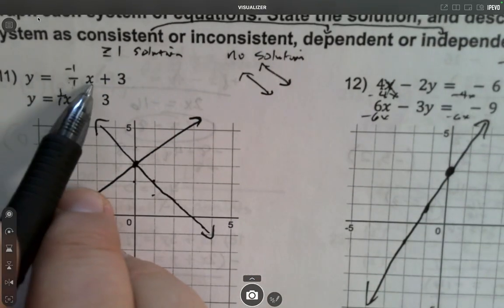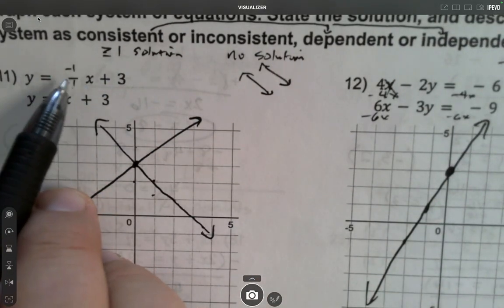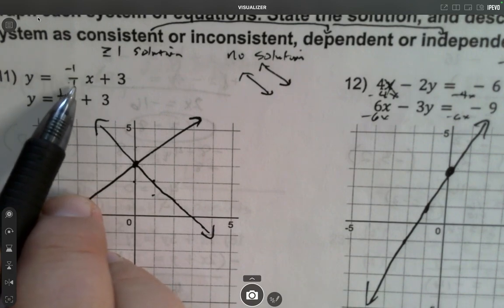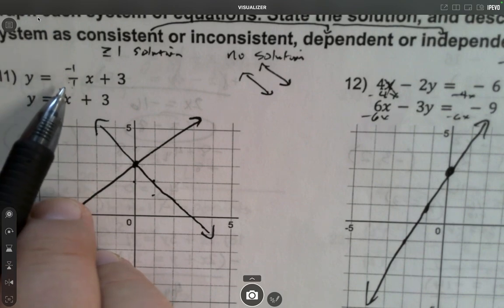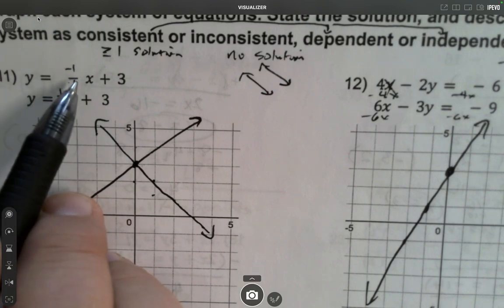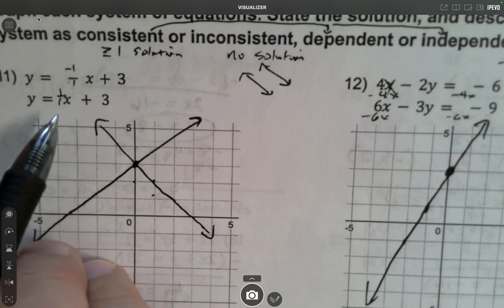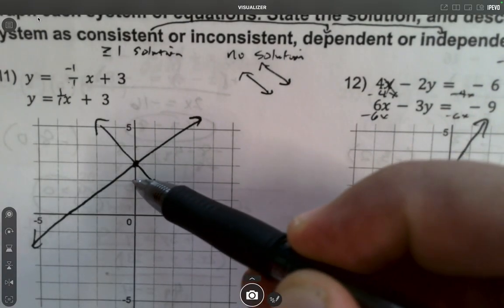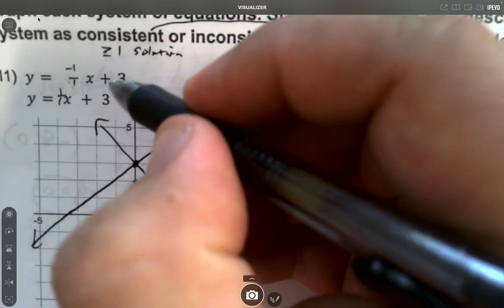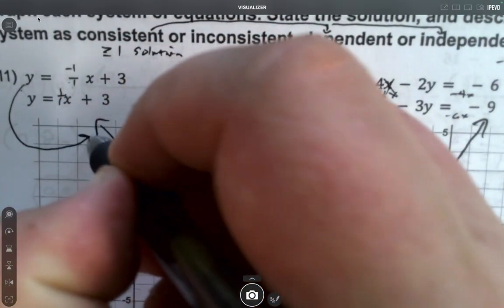Then I had a negative x. So that's all it said was negative x. But a negative implies it's a negative 1. And as I said, we want a fraction so we know how far to go up or down and over. So the negative becomes negative 1 over 1, meaning I start at my y-intercept and go down 1 and over 1. So that means this top equation is that line.